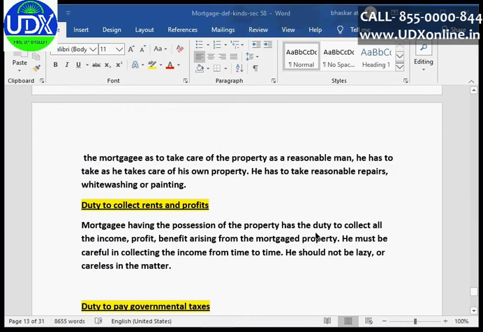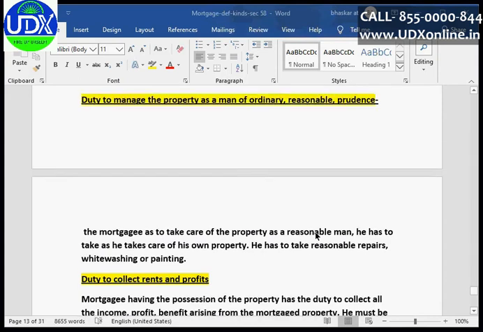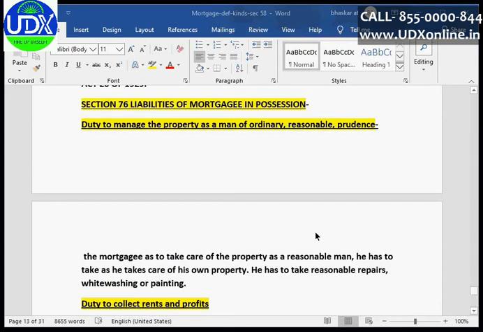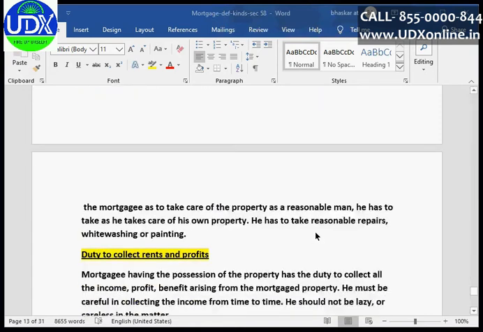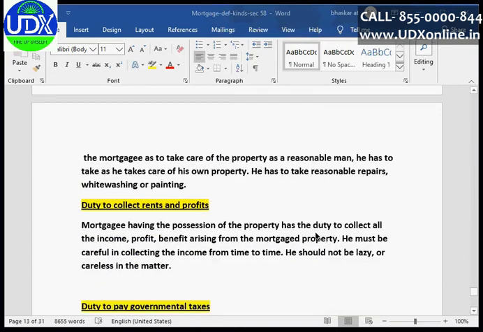Next point. Duty to collect rents and profits. So these are under section 76 itself, as a liability. Liabilities of mortgagee in possession under section 76. Second one, a duty to collect rents and profits.